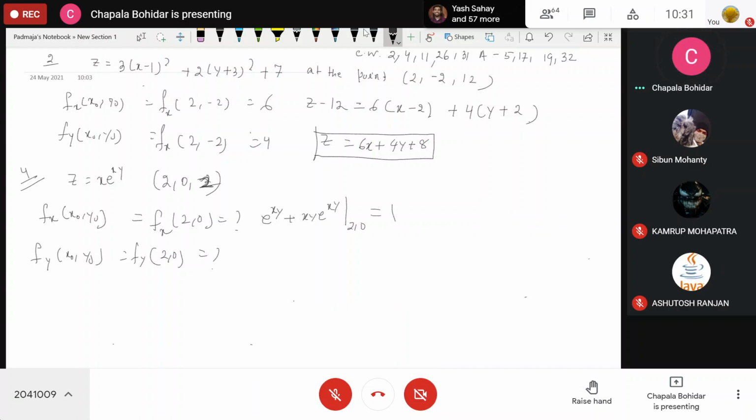Isn't it? Here it is 1, it is 0. Clear to all of you? F of y is x square e to the power xy. It is 4. 2, 0 to 4. Clear? It is clear?